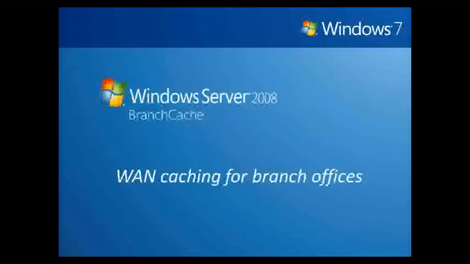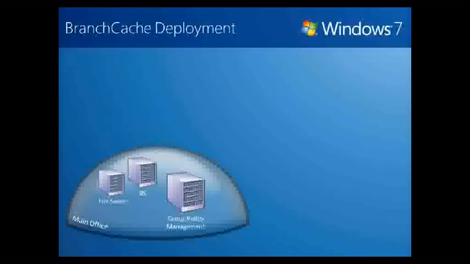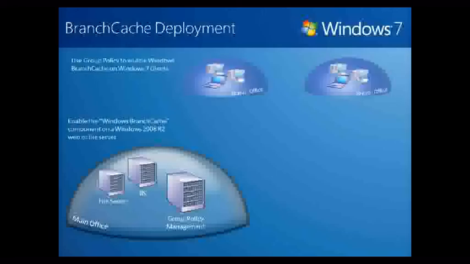So the second one of these is how do we make users more productive at branch offices. Branch offices are very prolific. People don't want to travel into central offices for geographical reasons. So we came up with a solution for branch offices to do, in effect, WAN caching. And what this allows us to do is turn on BranchCache on a Windows Server 2008 R2 server and turn it on at desktops.